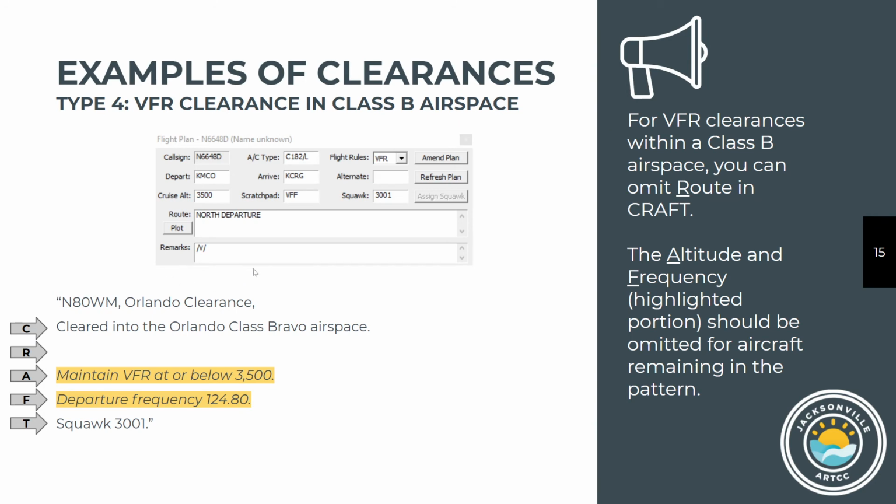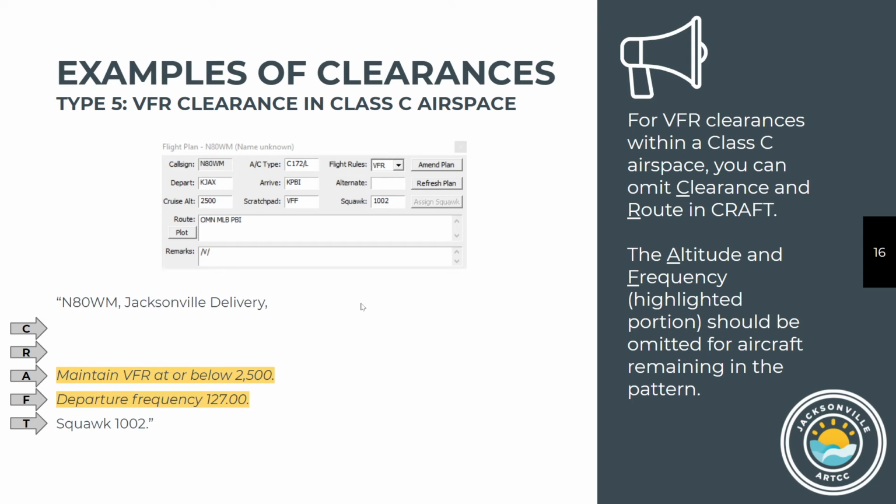If this was a person at Orlando International and they're just going to fly the pattern, it would be very simple. Since the Bravo airspace goes all the way to the ground in Orlando at the airport and within a 5-mile radius, they still need a clearance even though they're just going to be in the pattern. November 80 Whiskey Mike, Orlando clearance, cleared into the Orlando Class Bravo airspace, squawk 3001. That's it. It's a very short clearance for somebody who's just going to do pattern work.